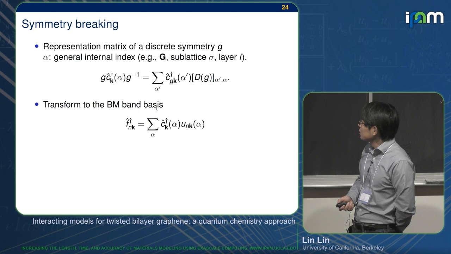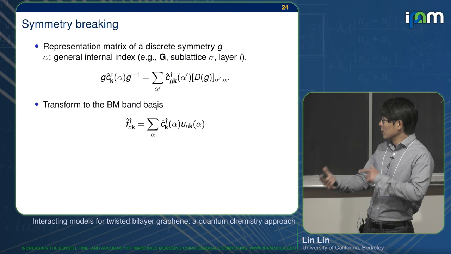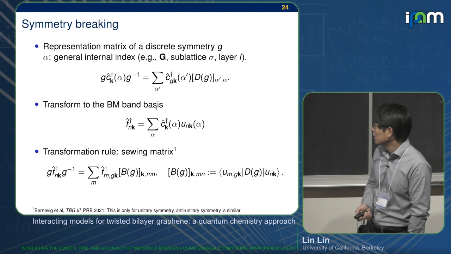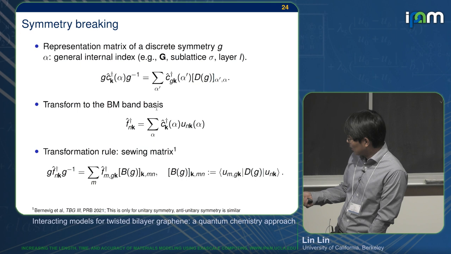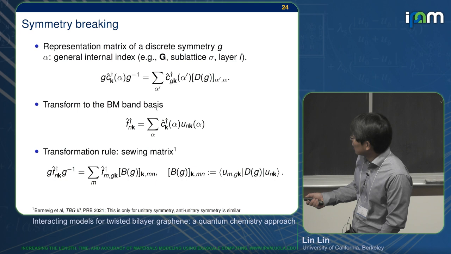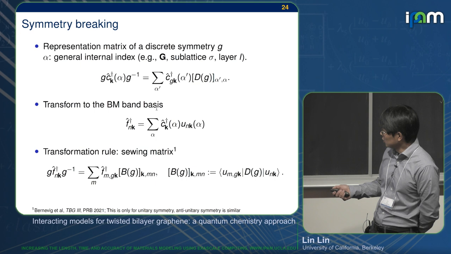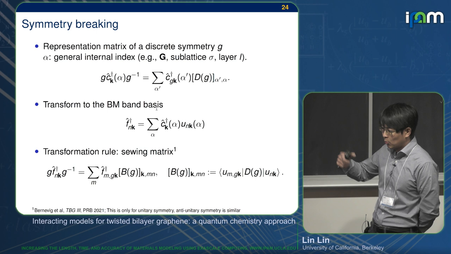So the Sewing matrix business is to say, once you transform this primitive basis into some other basis, such as the BM band, how does the representation matrix change? There is a so-called transformation rule. You wonder how you get the f dagger, g inverse, rather than c dagger. You work this out, and you will find this is the so-called Sewing matrix. The Sewing matrix is pretty much you sandwich the representation matrix in terms of your flat bands. But you do need to pay attention to where you apply this g to the k, and depending on whether it's unitary or anti-unitary, you put the complex conjugate in the right place, and so on.